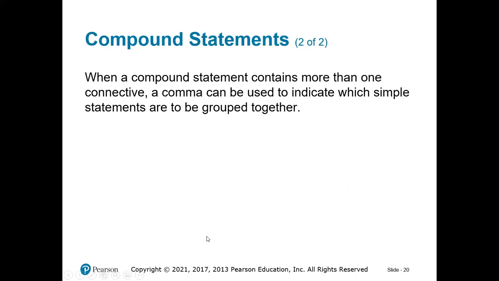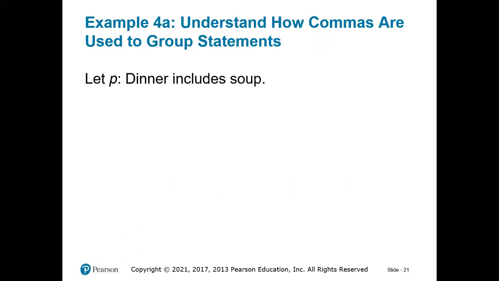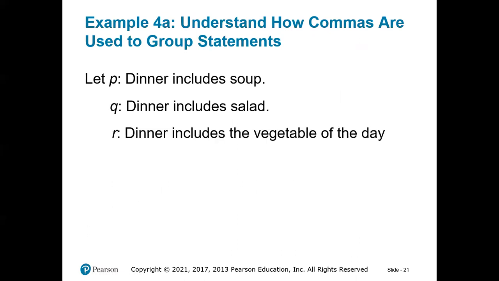So this is what we talked about before, compound statements, when you have two statements connected by and, or, if, and if and only if. So let's look at this example here. Suppose P is to say dinner includes soup. Q, dinner includes salad. So we have two statements. Well, actually we have three statements. P and Q and R. And what is R? Dinner includes the vegetable of the day, right? So those are three simple statements.